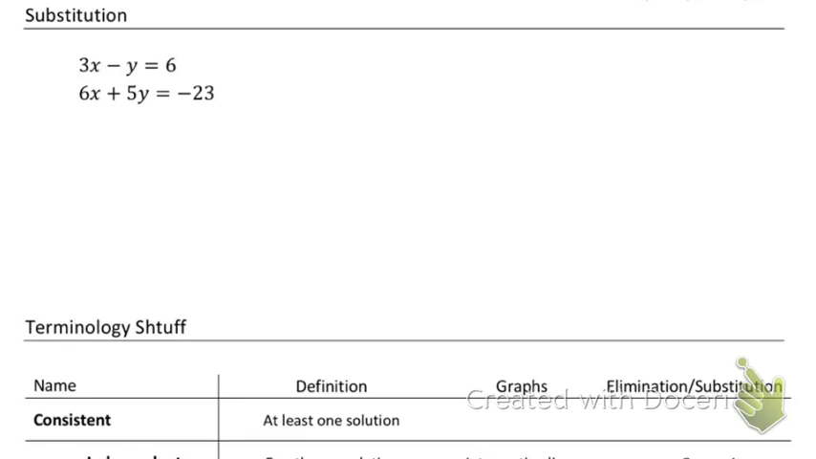So I'm going to solve for this y. It would work for anything, but I'm going to solve for that one. I know I'm not going to have any weird fractions then. So in the process of doing that, I would move the 3x to the other side, which will give me -y equals -3x plus 6. Multiply both sides by a -1, and we come up with y equals 3x minus 6.